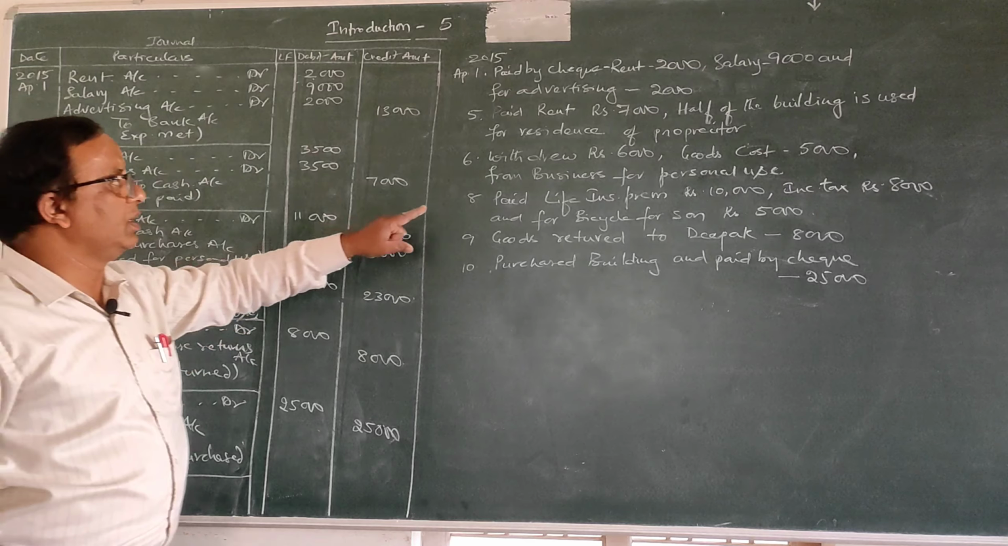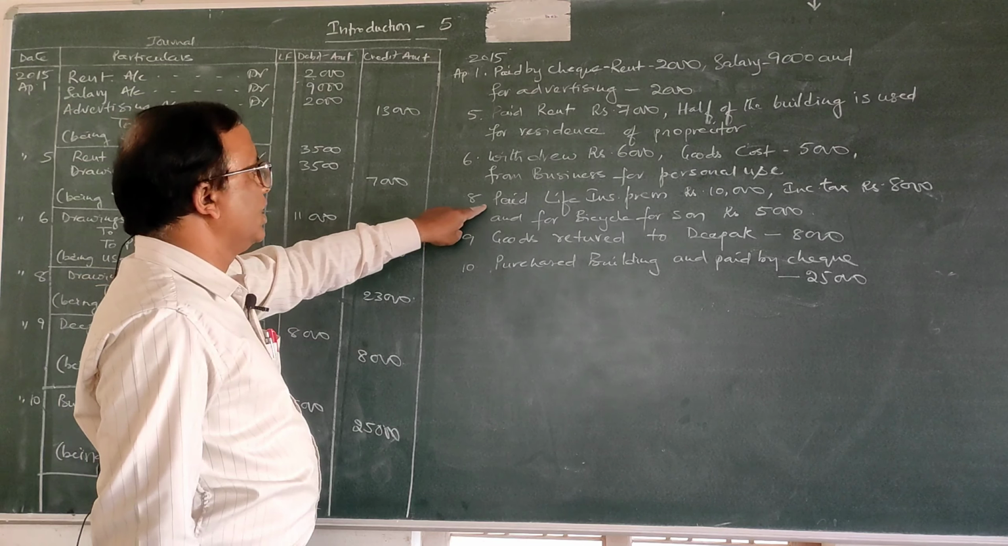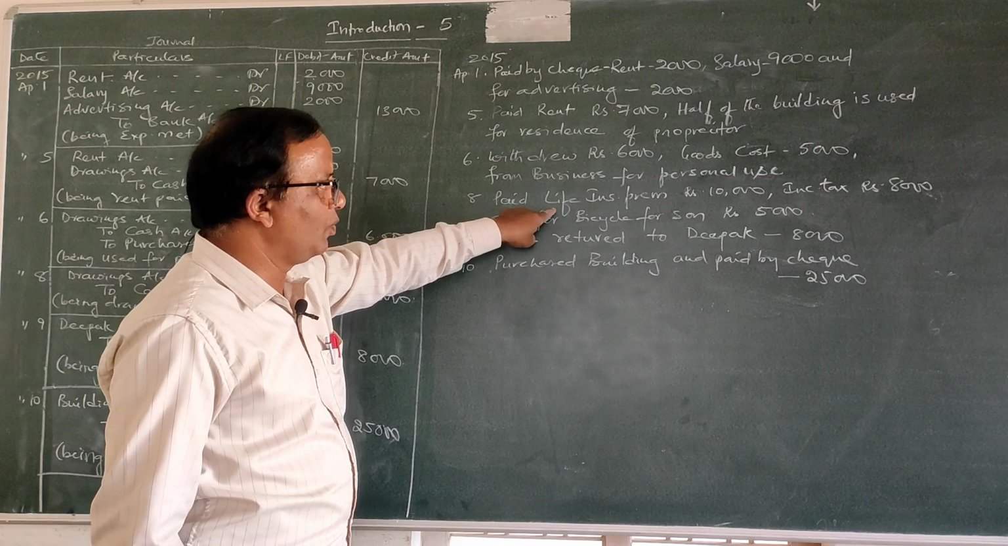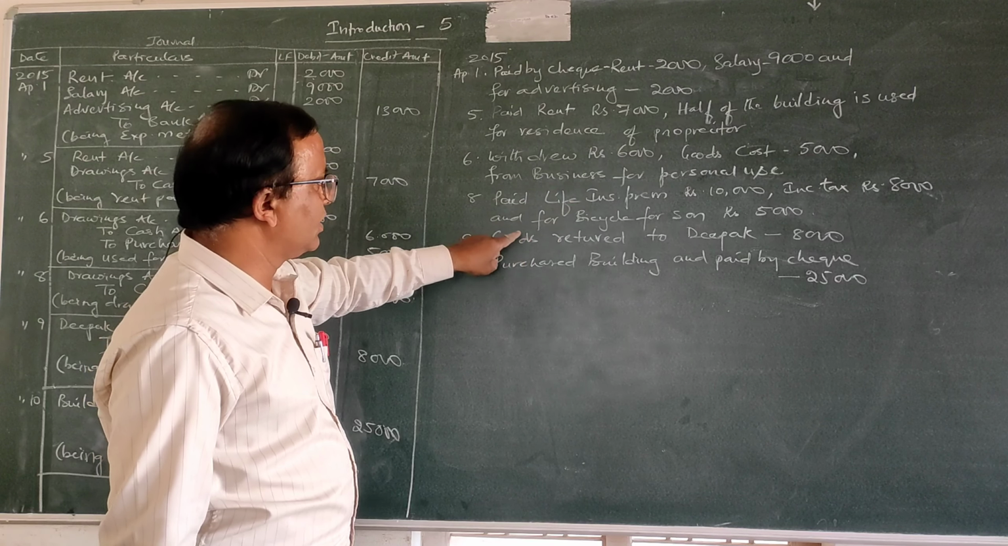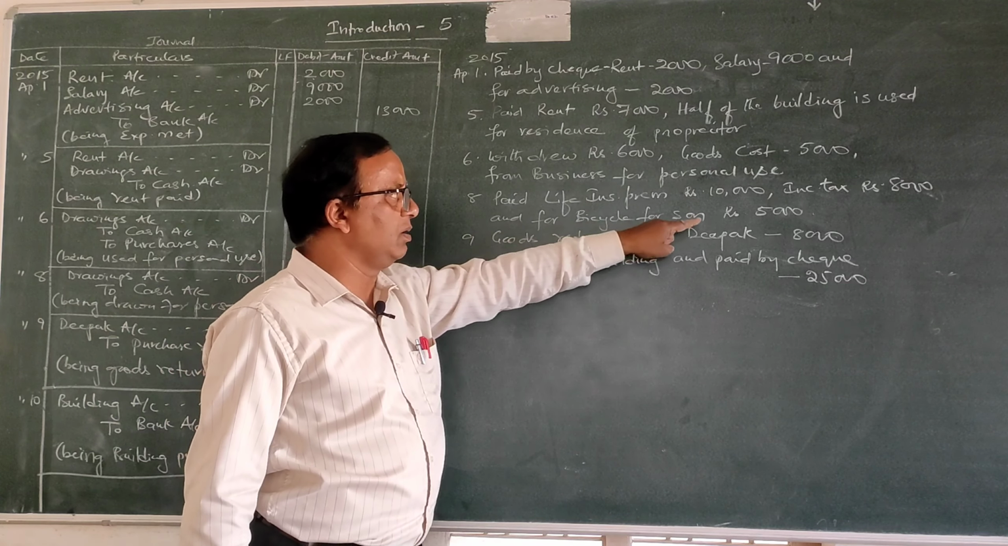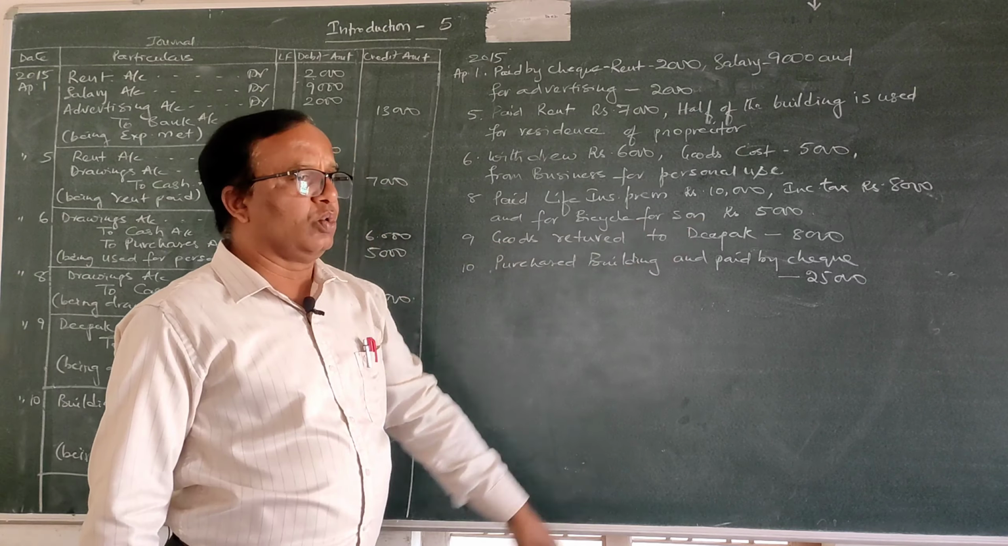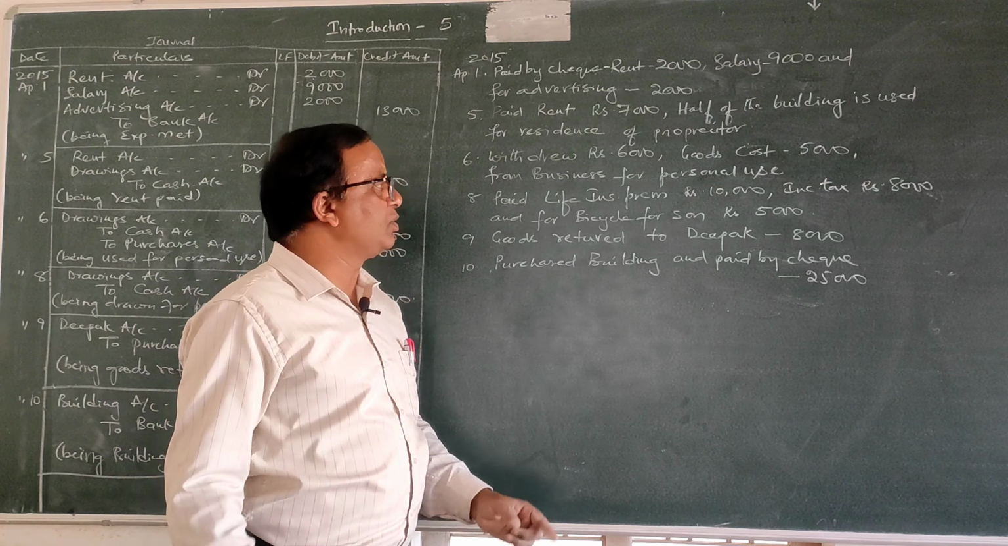Next one, observe here. Paid life insurance premium 10,000, income tax 8,000, and for a bicycle for the son 5,000. Whose son? Proprietor's son. Okay, observe carefully.